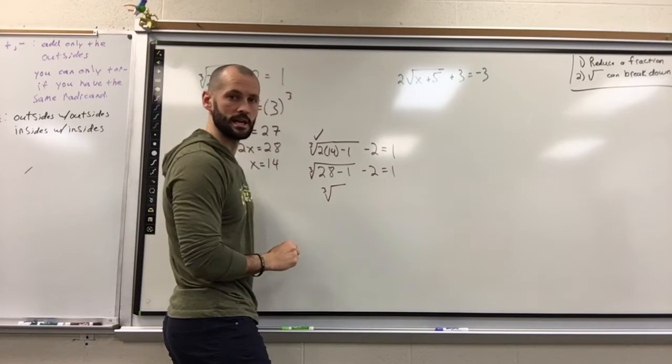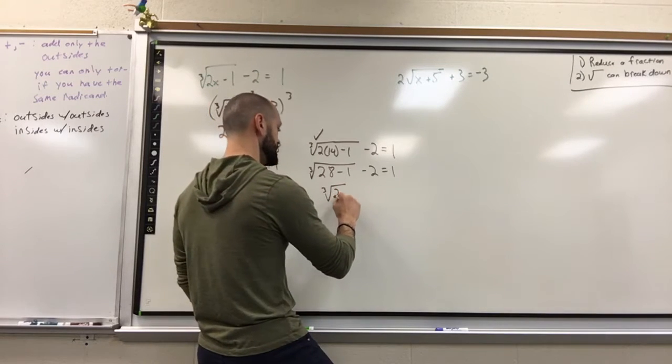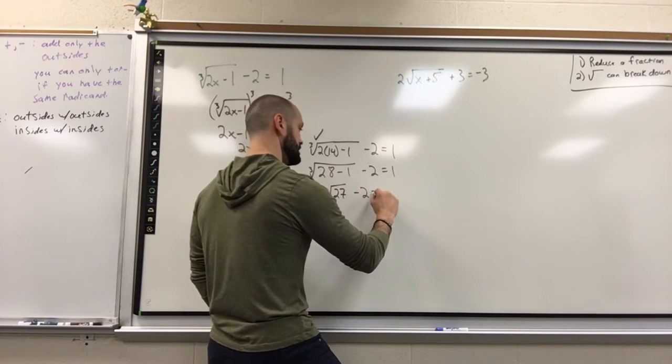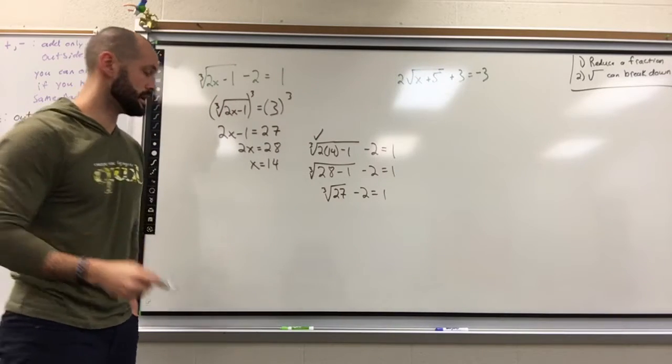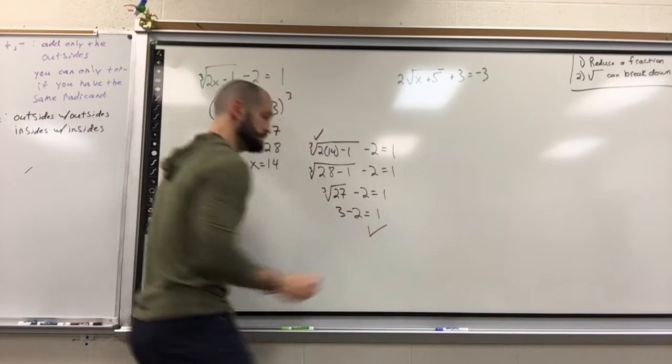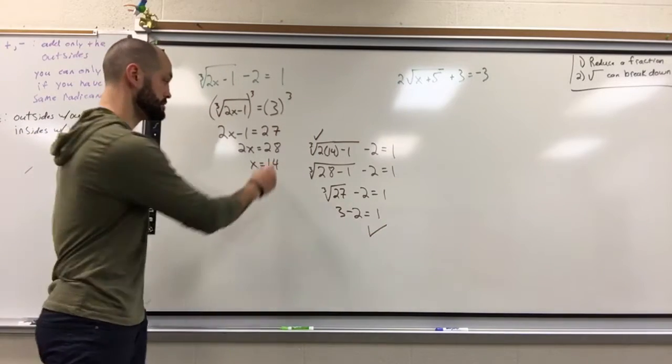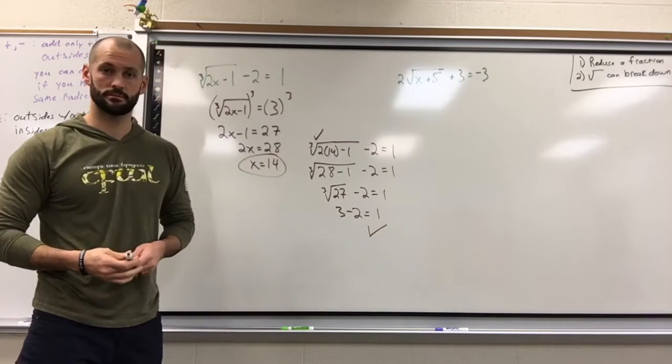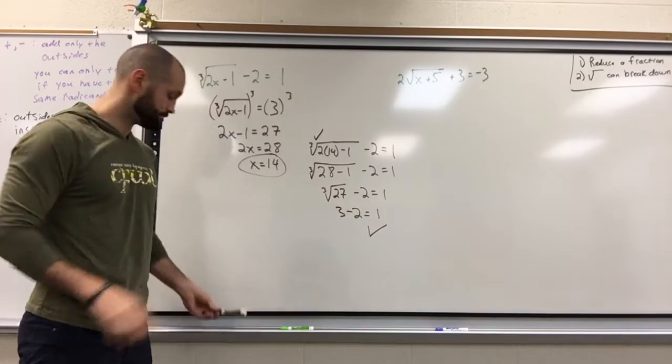I fixed it. You get 27 minus 2 equals 1. Cube root of 27 is 3, minus 2 equals 1. Checks out. That's a true statement. So your solution is good. X equals 14. All right, let's take it one more.